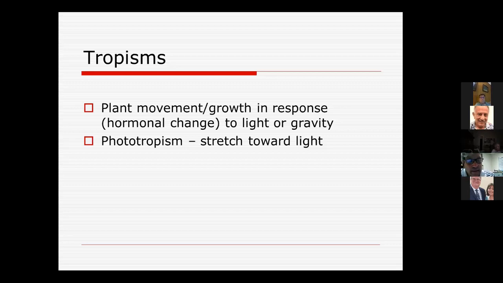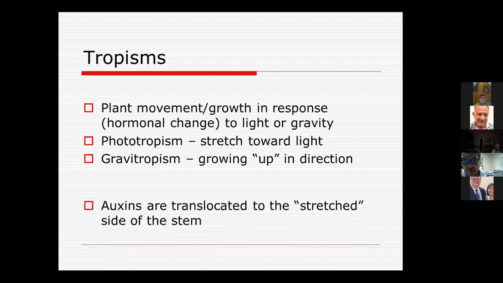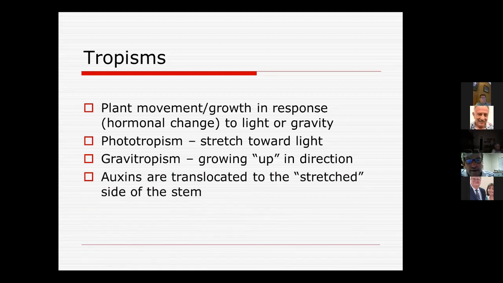So basically it's just the hormones that cause the plant cells to stretch, either on the dark side, if it's phototropism, to stretch that plant growth towards the light, or on gravitropism, it's on the ground side to help that plant grow towards the sun. So again, that's the growing up direction. So it's all caused by auxins. Again, that's a hormone within the plant. It's one of the 5 major plant hormone groups, and that causes that stretching on the side of the stem.